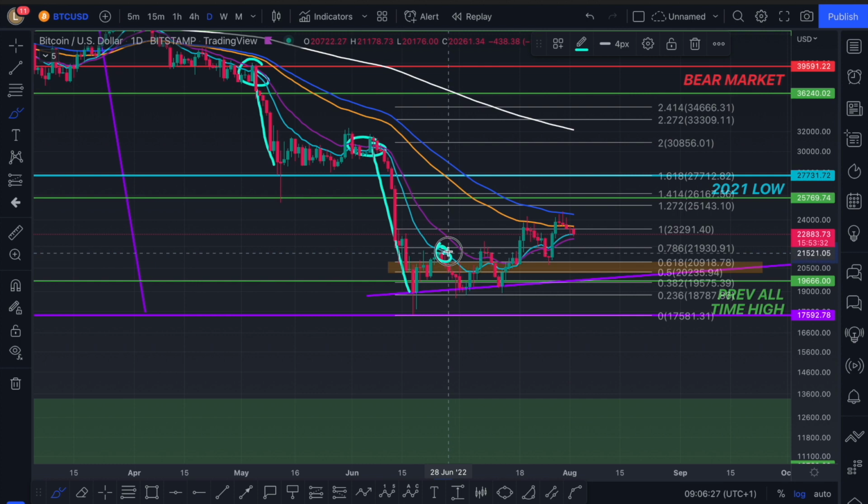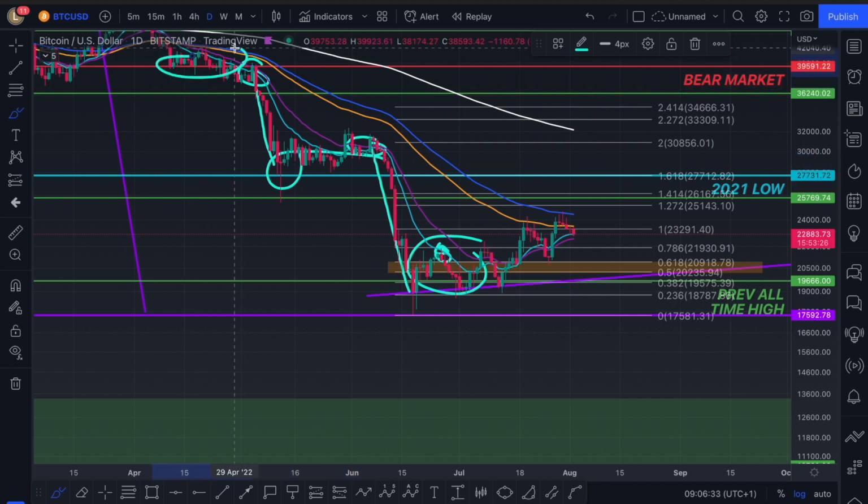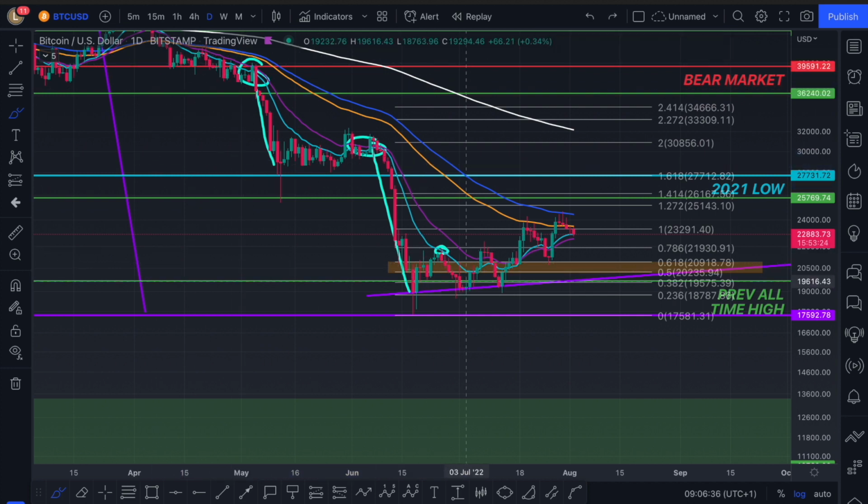Why on this occasion, when we held it as resistance, the same as here, the same as here, because everyone's saying this is the same as this, this is the same as this, and all this BS. But why, if it's the same, did we not make a lower low here? I'm showing you all the chances it should have.